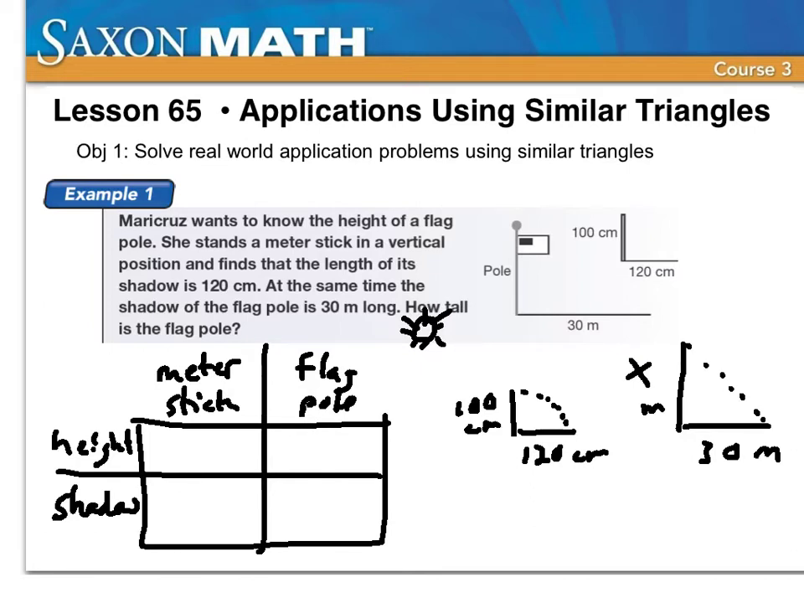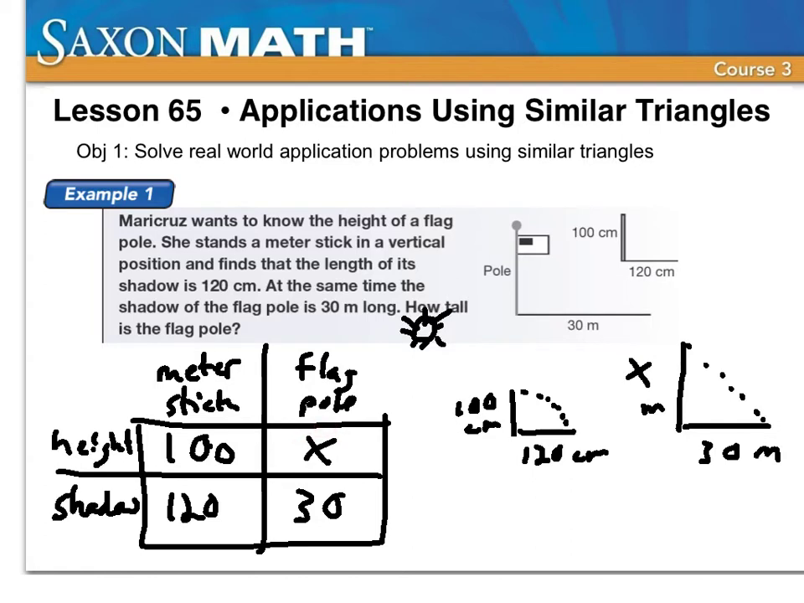And now I'm going to fill in what we know. We know that the meter stick's height is 100 centimeters. And we know that the length of the meter stick's shadow is 120 centimeters. Then we don't know the height of the flagpole, but we know the length of its shadow, which is 30 meters. Okay? Now we're just going to go ahead and use the numbers they gave us, even though one's in meters and the other two are in centimeters, to solve this.